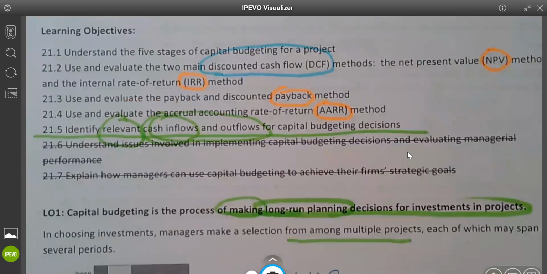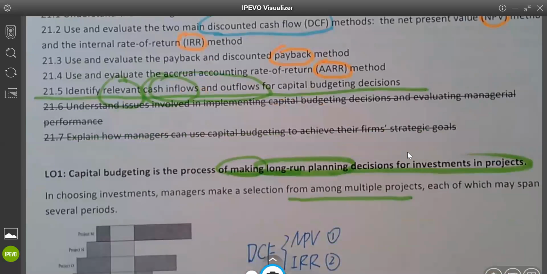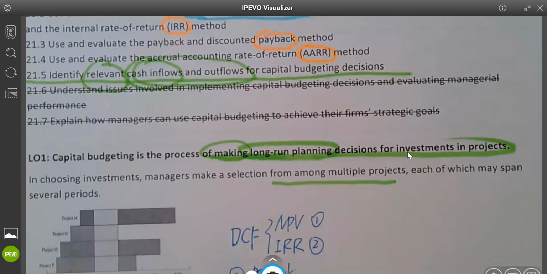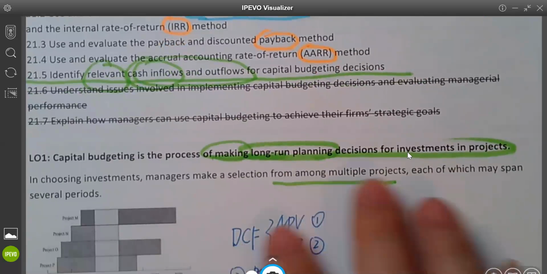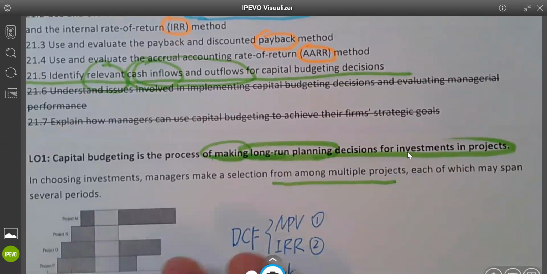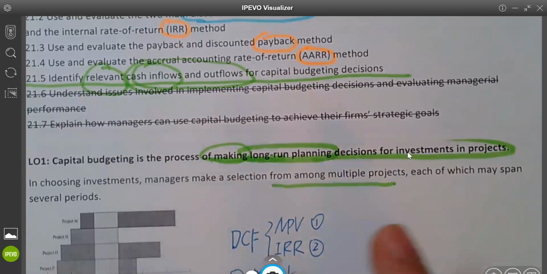Learning objective 1 is basically the definition. Capital budgeting is making long-term planning decisions for investments. You have multiple alternative projects that span many years. Which one should we pick? I'll talk about the details of those four methods in the following videos. This video gives you a general idea of this chapter.